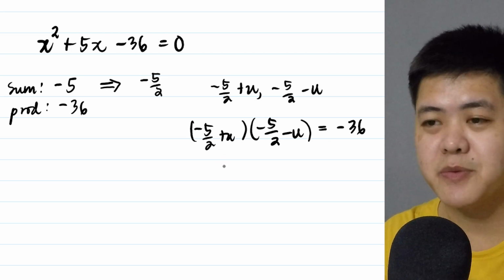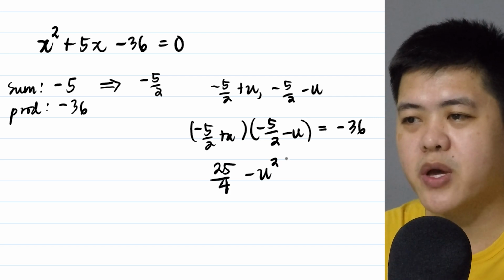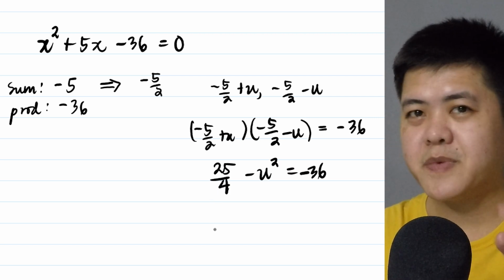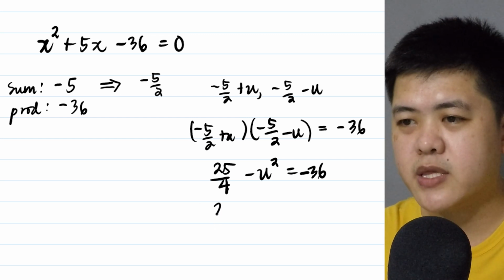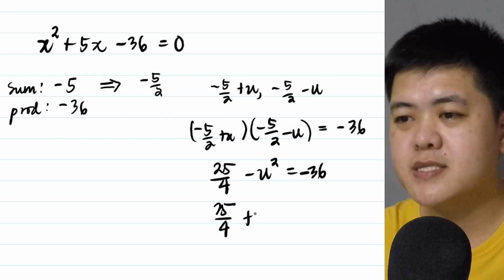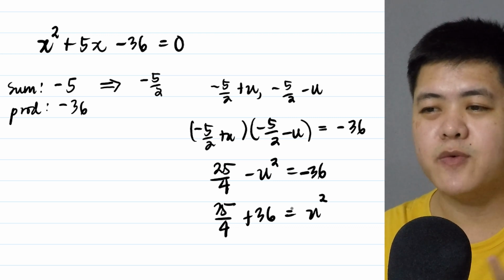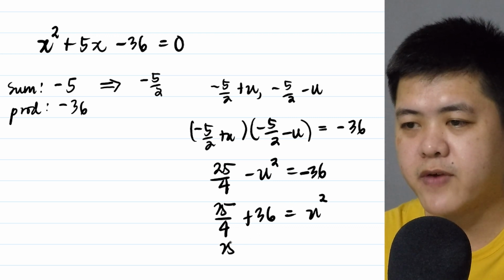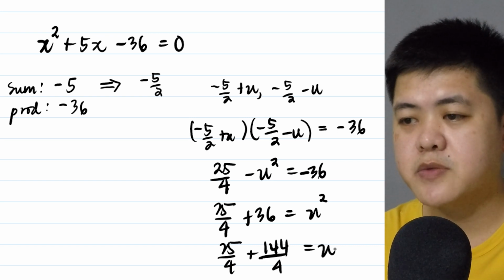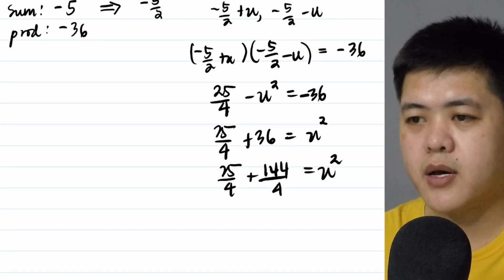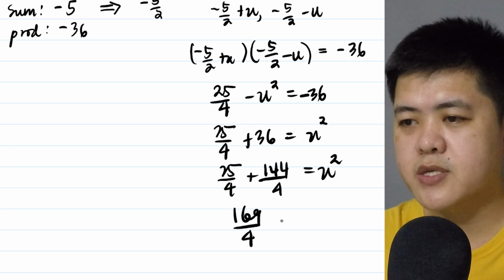Again, hindi natin kailangan i-distribute. We know that this is 25 over 4 minus u squared. So, the next step is lilipat natin yung u squared sa kabila tapos ilipat natin yung 36 sa kabila. So, we'll get 25 over 4 plus 36 is equal to u squared. Tapos yung 36, we can write that as 144 over 4. So, we'll get 25 over 4 plus 144 over 4. That's equivalent to u squared. And 25 plus 144, that's 169 over 4 equals u squared.